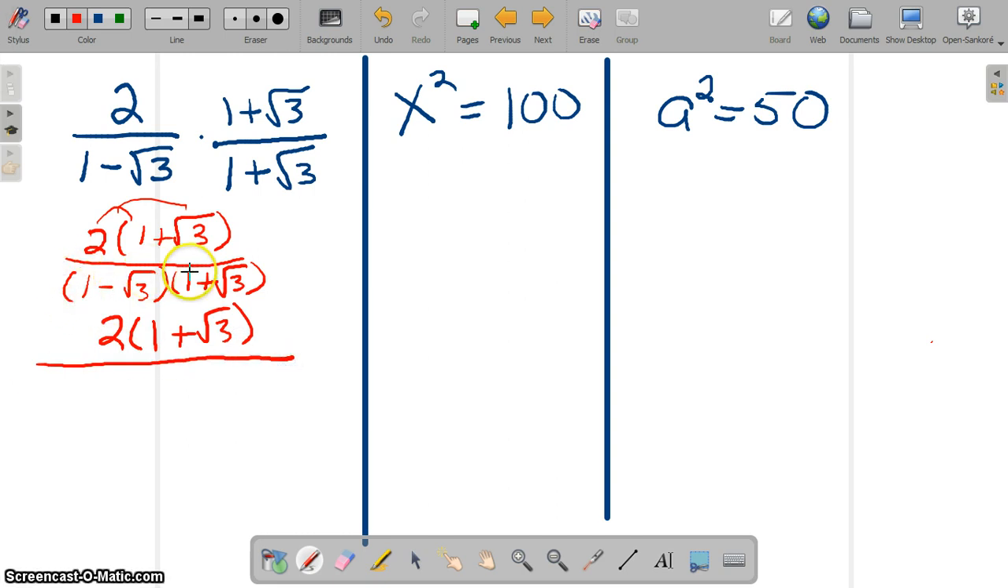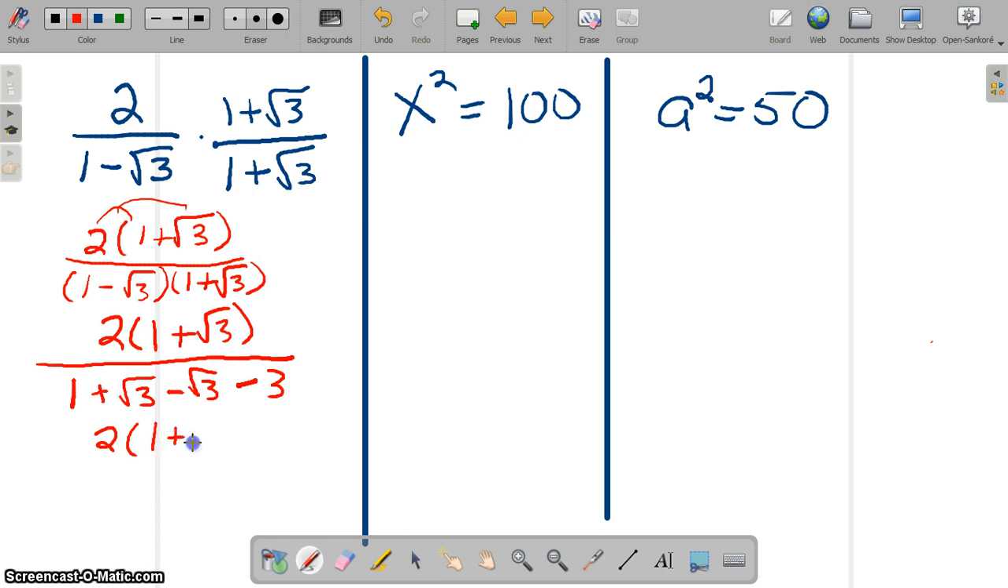First times first is 1. Outer, 1 times radical 3 is a positive radical 3. Inners, negative radical 3 times 1, negative radical 3. Last, negative radical 3 times positive radical 3. That is the same as minus 3. Remember, radical 3 times radical 3 is 3. So now look what magically happened.